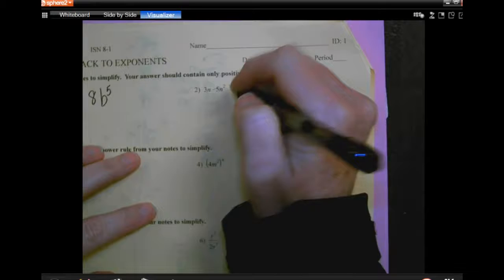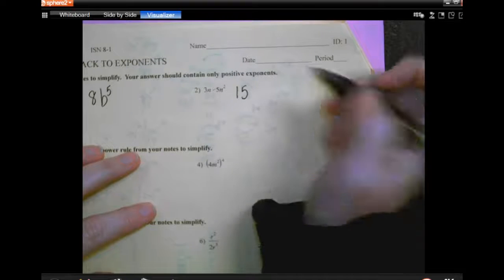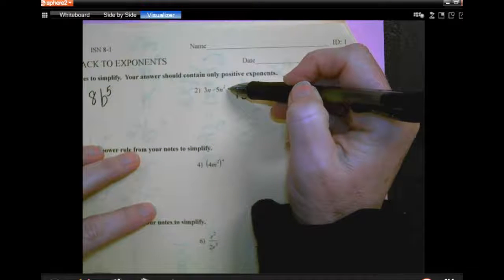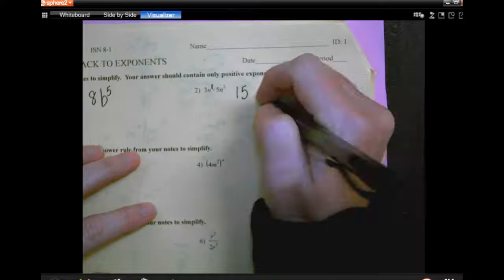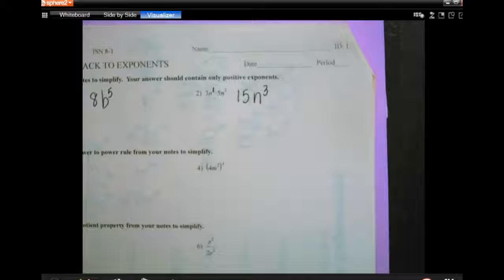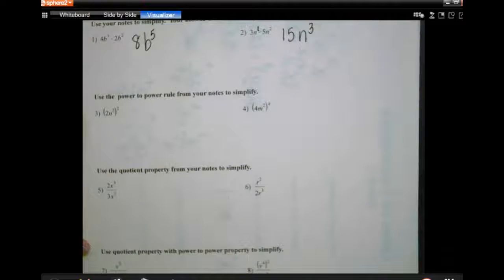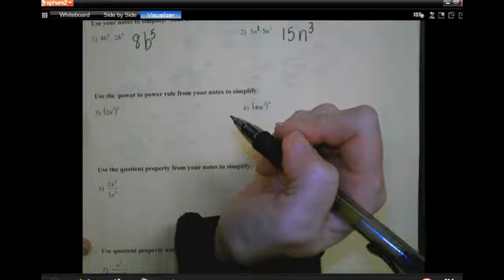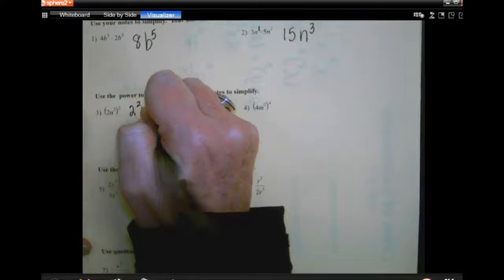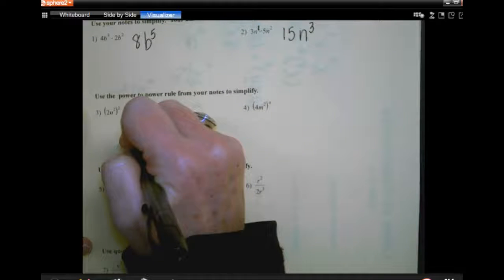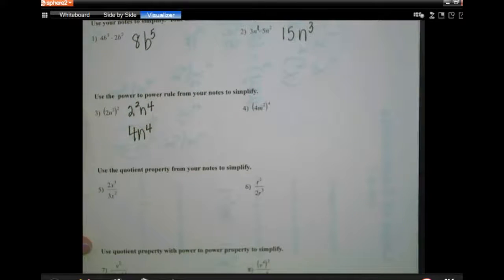So on number 2, 3 times 5 gives me 15, but I have n and then n to the 2nd. So this is like n to the 1, so 1 plus 2 is 3. When I raise to the power, you're going to multiply, but there's a number here, so you have to distribute the 2 to that number also. So I get 2 to the 2nd, n to the 4th, and 2 to the 2nd is 4n to the 4th.